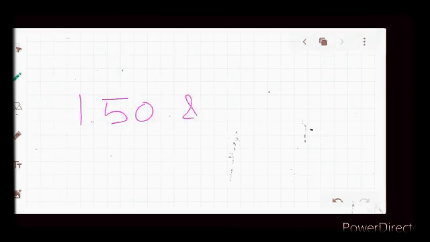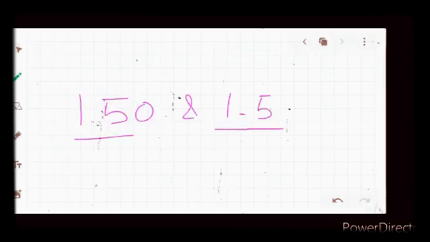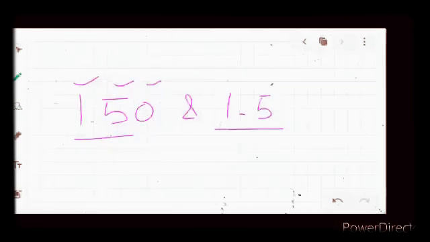Now let's take two examples. 1.5 and 1.50. Now let us consider this true number. Of course, the first one will have 1, 2, 3 significant figures. The second one will have only 2 significant figures. So the question is, which one will be more accurate?